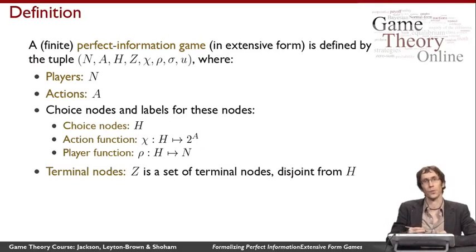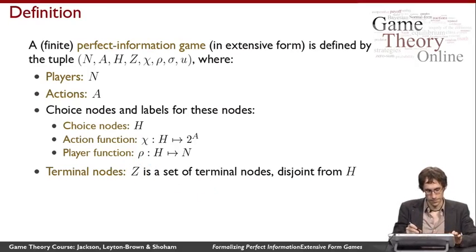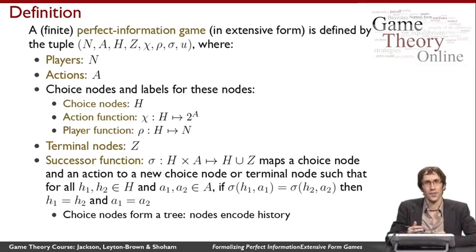That's the choice nodes. We have another kind of nodes, which are the nodes where the game ends. And we call these terminal nodes. So this is a different set of nodes. It's disjoint from H, and we call it Z. So this gives us all of the different nodes in our game tree.